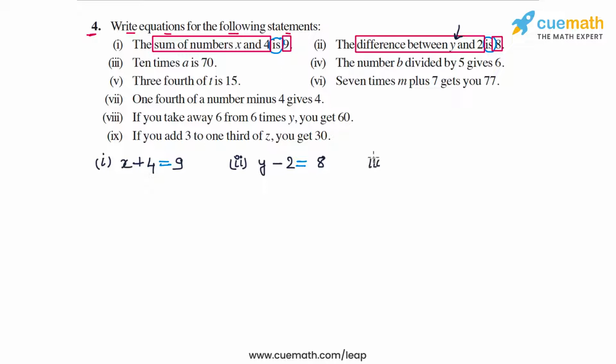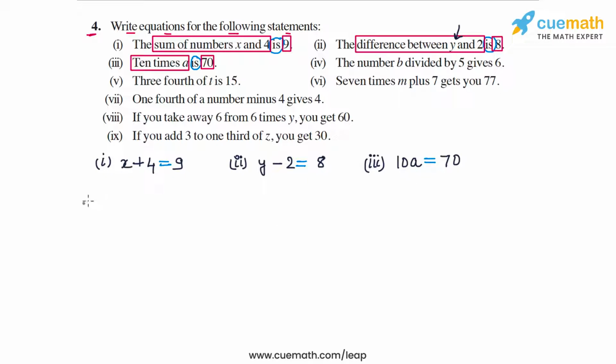Now let's go to part 3. In part 3, the statement says 10 times a is 70. So this word "is" is equal to in the equation, and on the LHS you will have 10 times a, and on the RHS you will have 70. Okay, so 10 times a on the LHS, and on the RHS you have 70. So the equation becomes 10a is equal to 70.